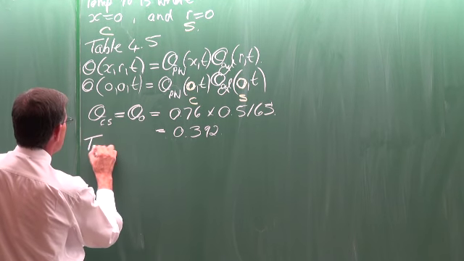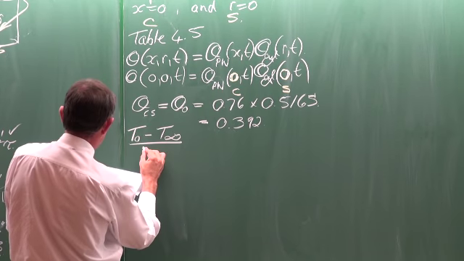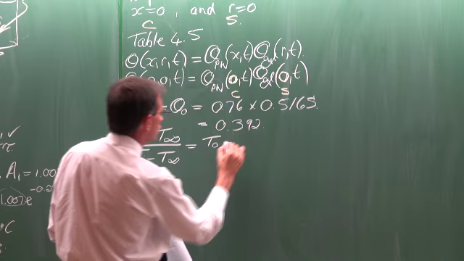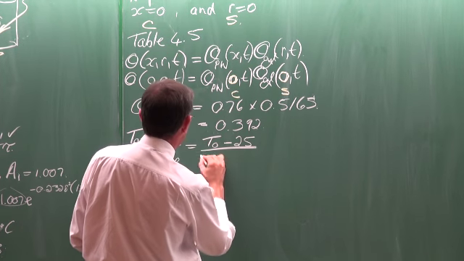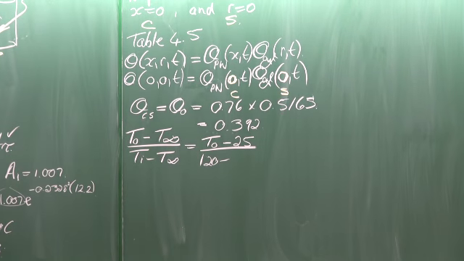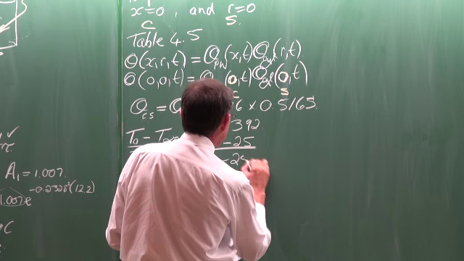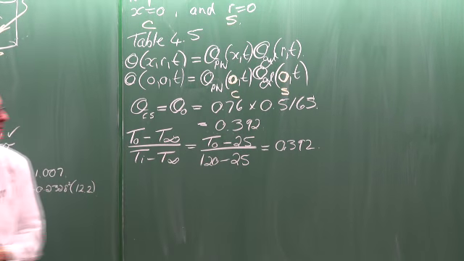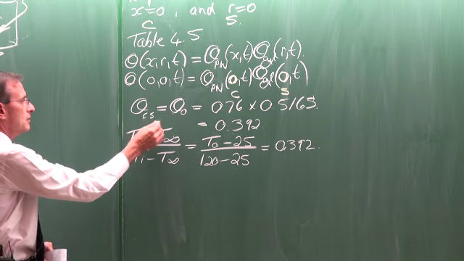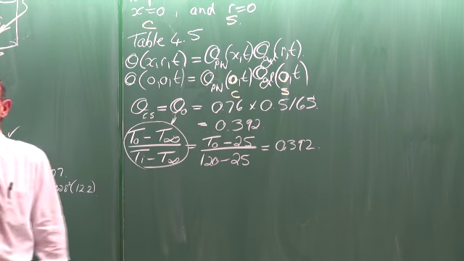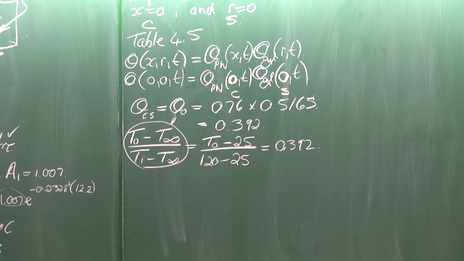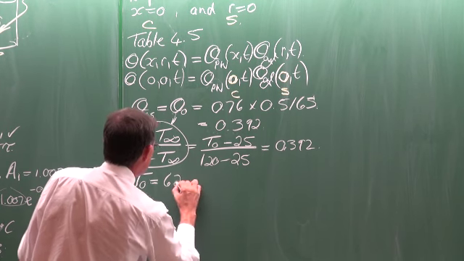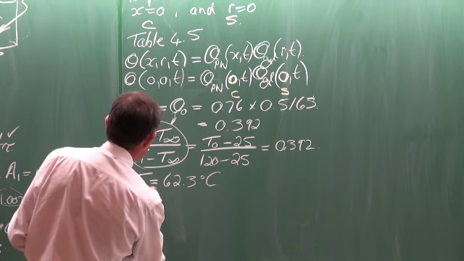Or the non-dimensionalized temperature, if we write it in that format, is equal to the temperature we want to solve minus the temperature on the outside, 25, over the initial temperature, 120 before we started the cooling, minus 25, is equal to 0.392. This is the non-dimensionalized temperature that we've solved now. Theta is just a non-dimensionalized temperature, and it's in the table. So from it we can solve the temperature at the center as 62.3 degrees Celsius.